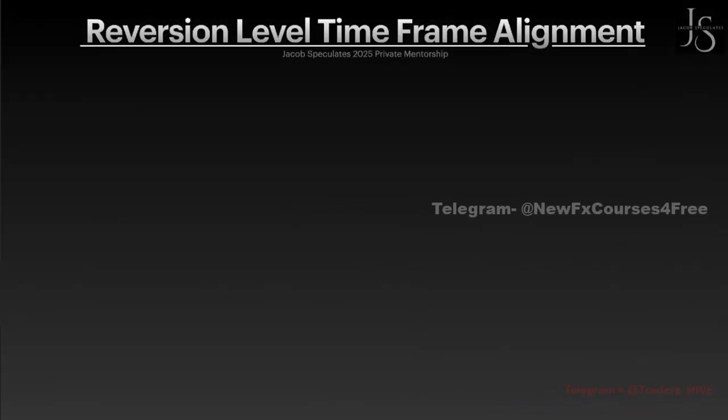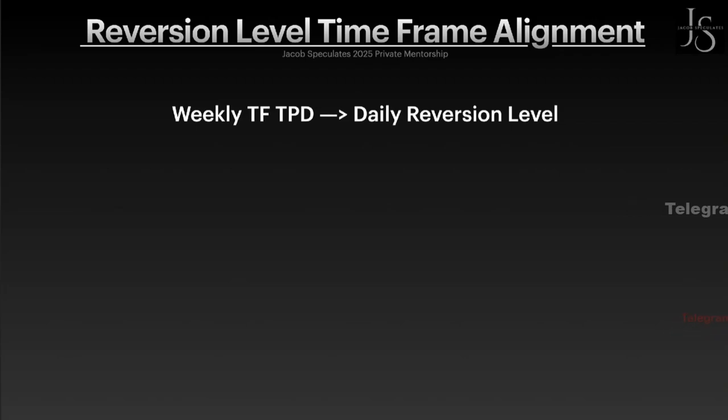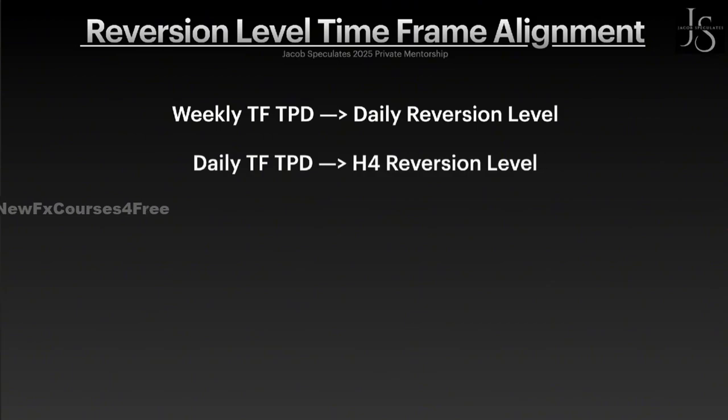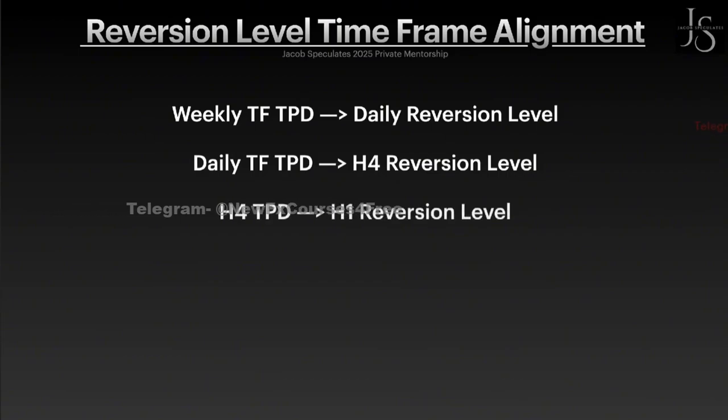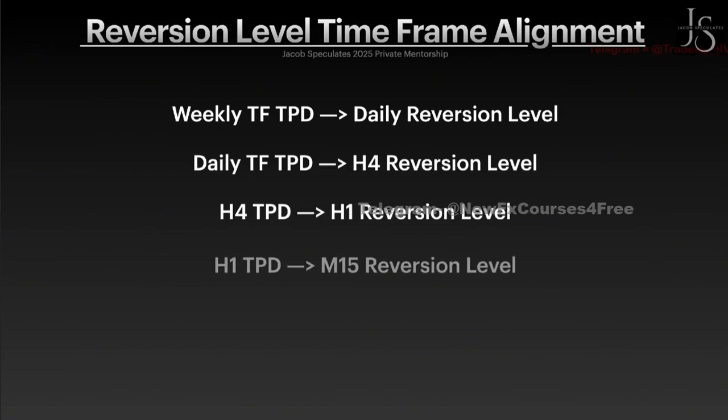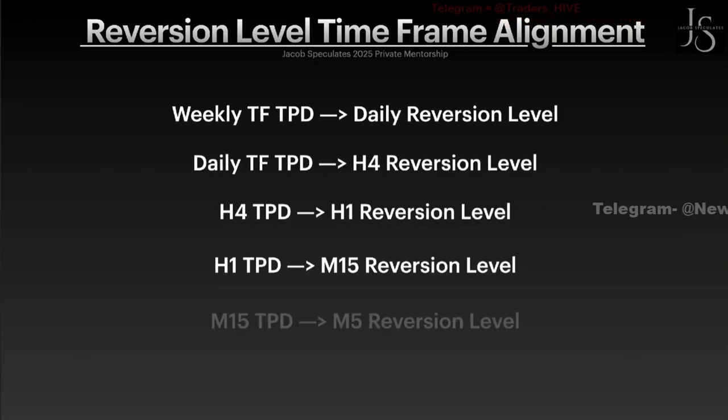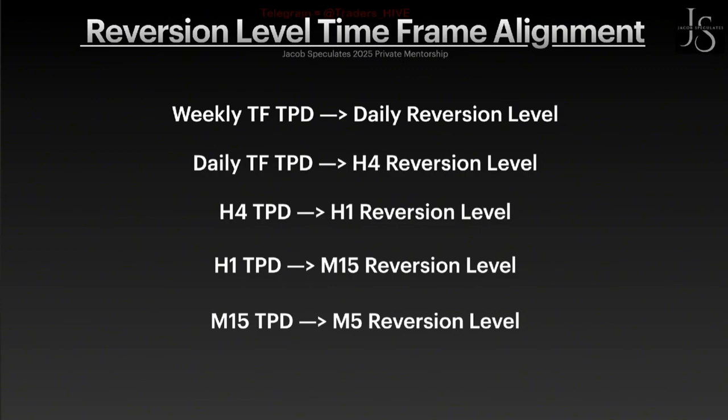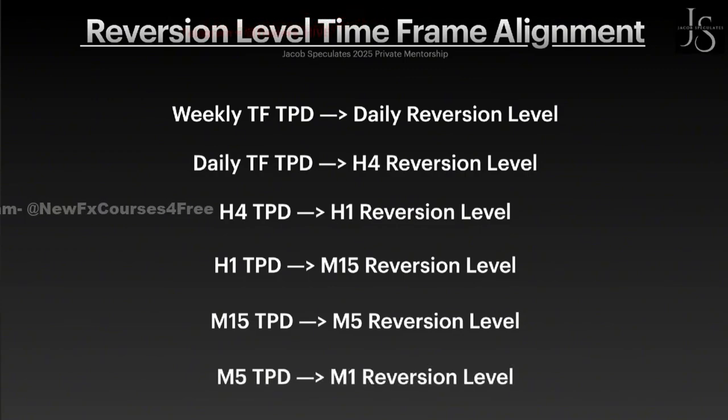All right, reversion level time frame alignment. So if you have a weekly time frame TPD, then you can see a daily reversion level. If you have a daily time frame TPD, then you can see a 4-hour time frame reversion level. If you have a 4-hour TPD, then you can see a 1-hour reversion level. If you have a 1-hour TPD, then you can see a 15-minute reversion level. And if you have a 15-minute TPD, then a 5-minute reversion level. And finally, a 5-minute TPD for a 1-minute reversion level.